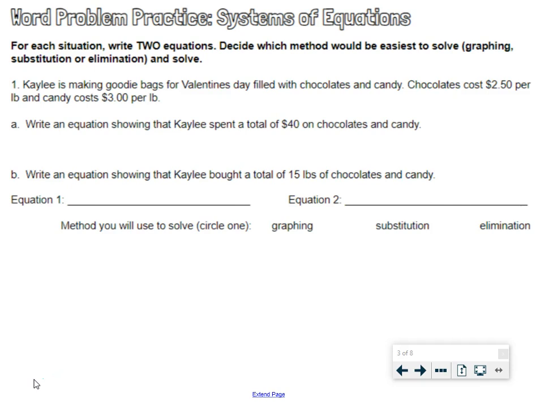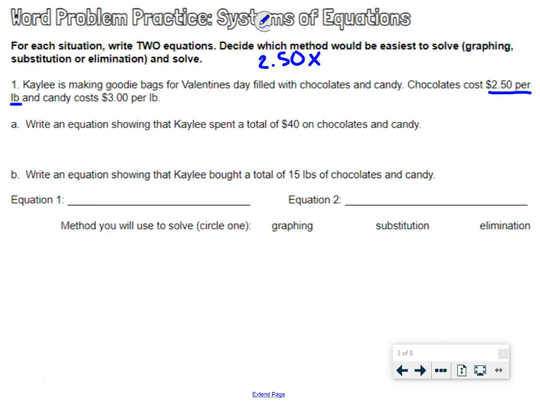So number 1, Kaylee is making goodie bags for Valentine's Day filled with chocolates and candy. Chocolates cost $2.50 per pound, and candy costs $3 per pound. Write an equation showing that Kaylee spent a total of $40 on chocolates and candy. So using the information that we know, chocolate costs $2.50 per pound.